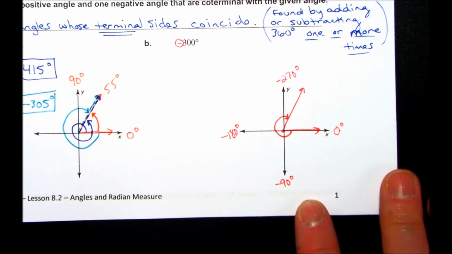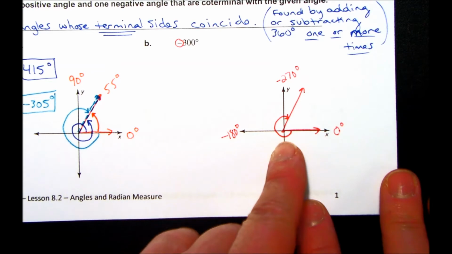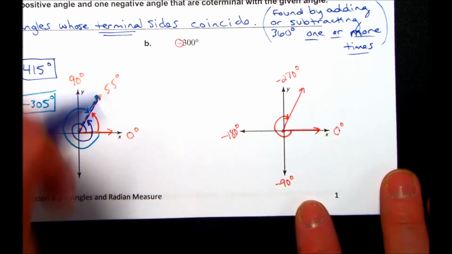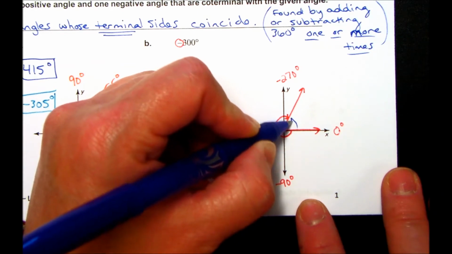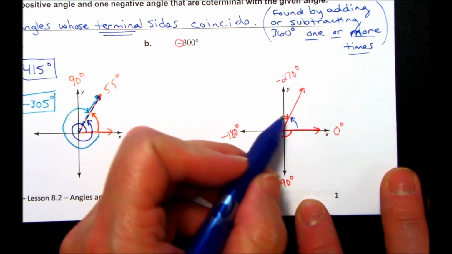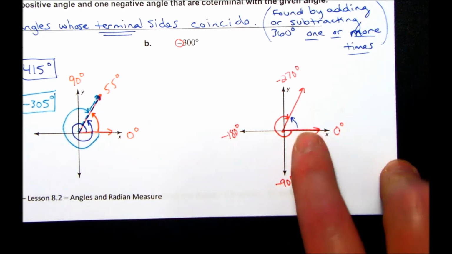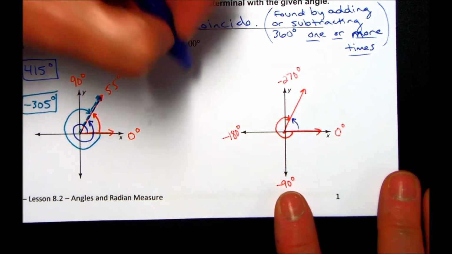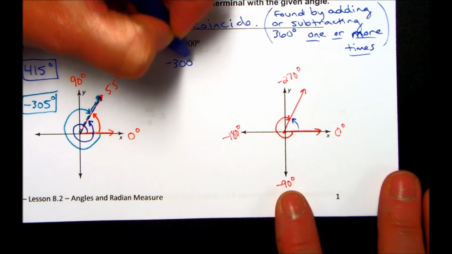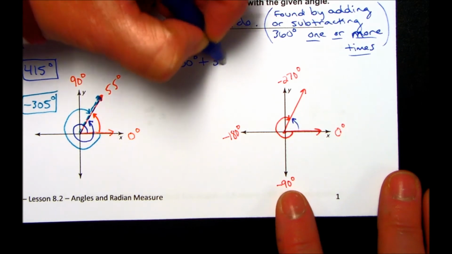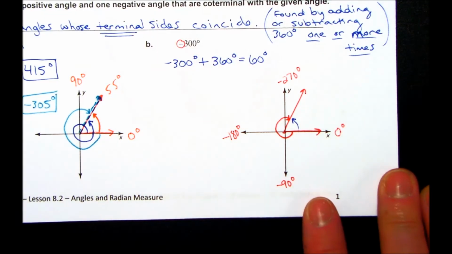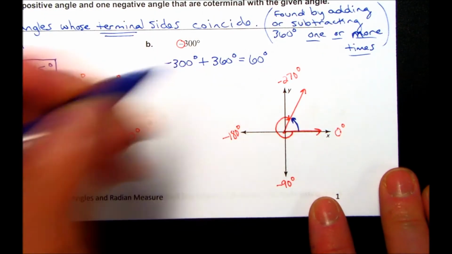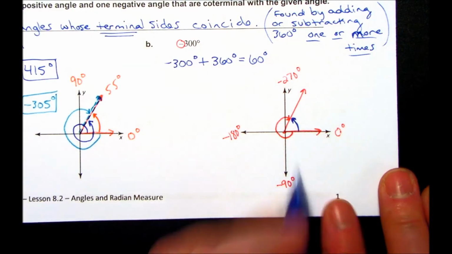Now we want a positive and a negative angle that end at the same place. The positive angle probably is pretty easy. If we go from here to there, we'll get a positive angle. But what will the measurement of that positive angle be? Well, if you take negative 300 degrees and simply add 360, you're going to get 60 degrees. So this here is a positive 60 degree angle.